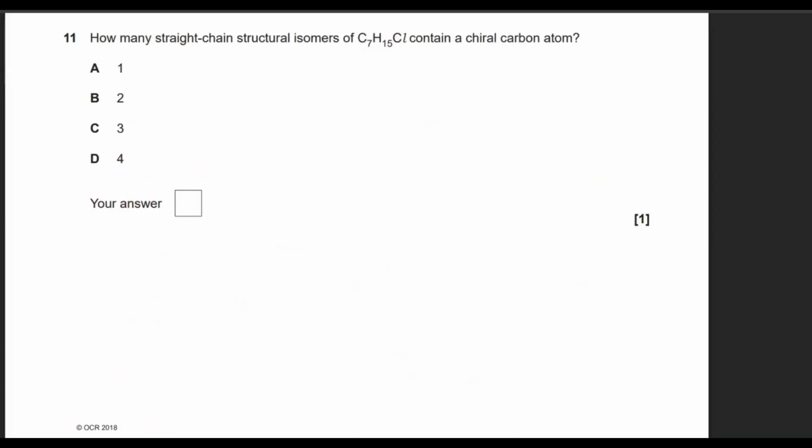How many straight chain structural isomers of C7H15Cl contain a chiral carbon atom? Why don't you pause the video, write them out with a pen and paper, have a go. Okay, I'm going to do it here. So 7 carbons, that's heptane. So we've got chloroheptane, but is it 2-chloroheptane, 1-chloroheptane, 3-chloroheptane, 4-chloroheptane? You get the idea, right?